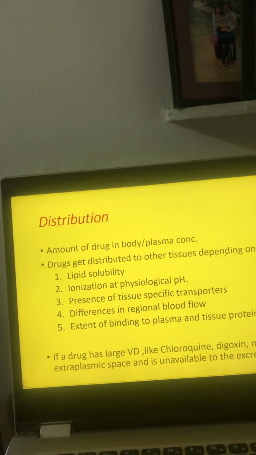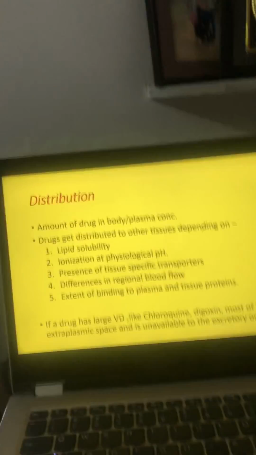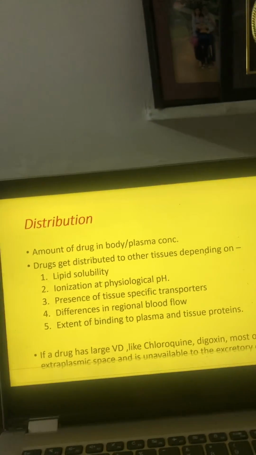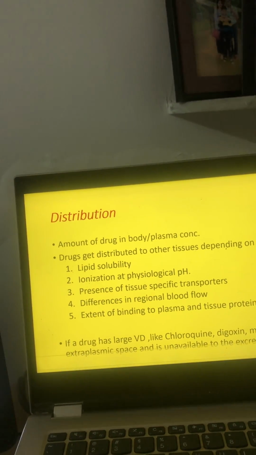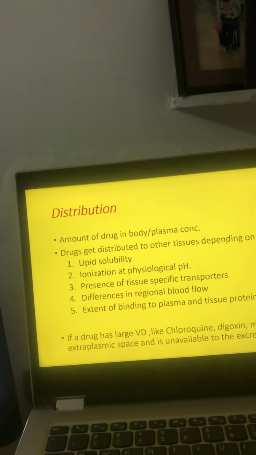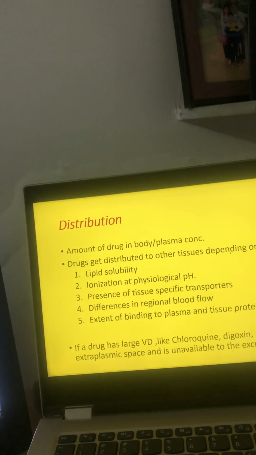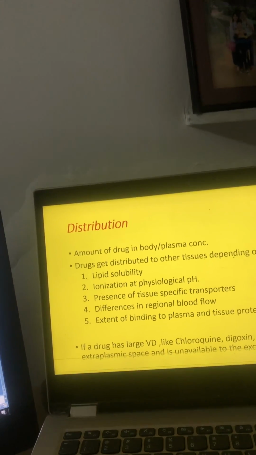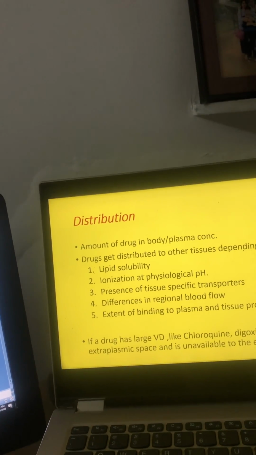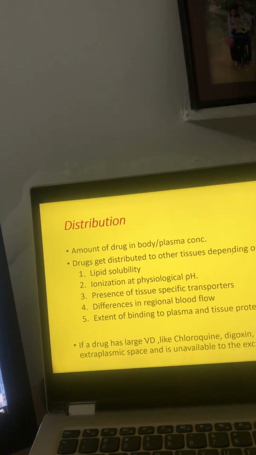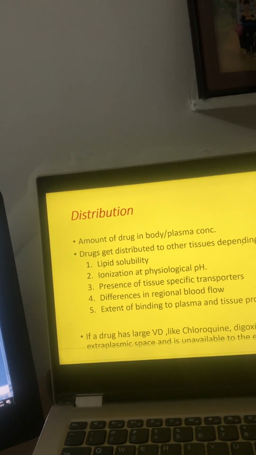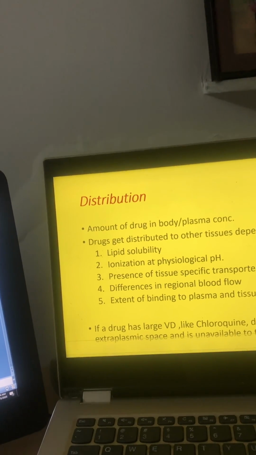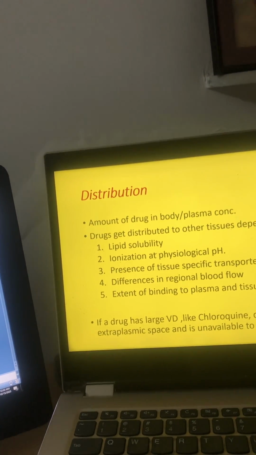Now we come to distribution. Volume of distribution is the total amount of drug in the body divided by plasma concentration. Drugs get distributed to other tissues depending on factors like lipid solubility, ionization at physiological pH, presence of tissue-specific transporters, differences in regional blood flow, and extent of binding to plasma and tissue proteins. If a drug has a large volume of distribution, for example chloroquine and digoxin, most of the drug is in the extraplasmic space, meaning out of the blood vessels, and it is unavailable to the excretory organs.